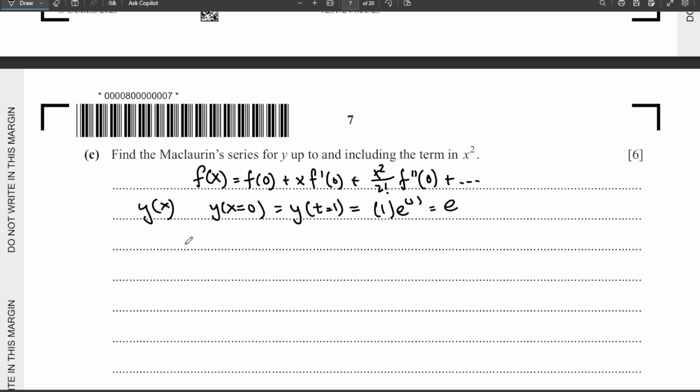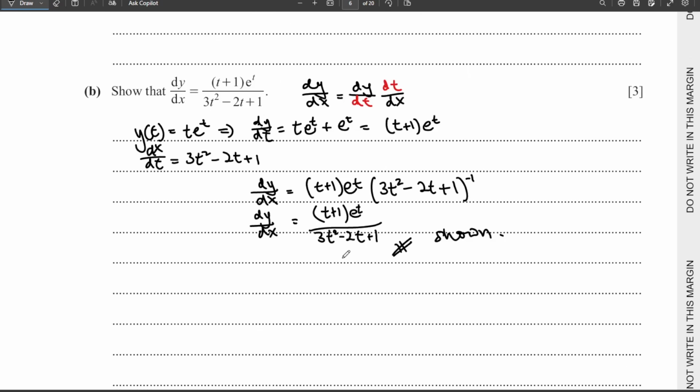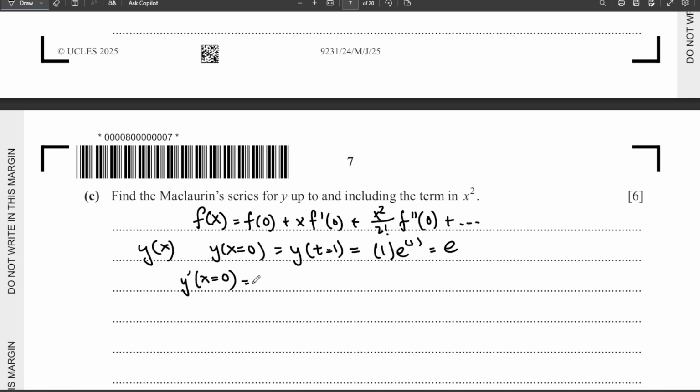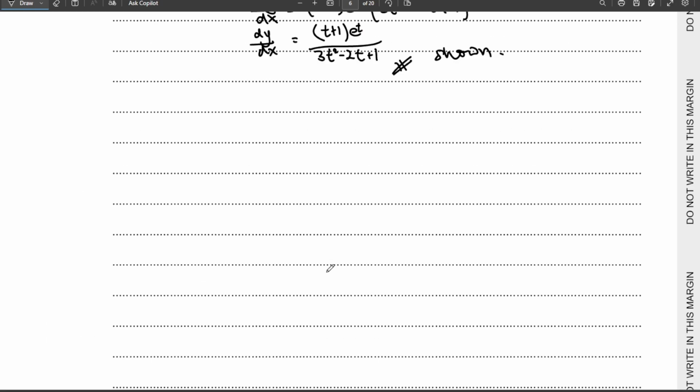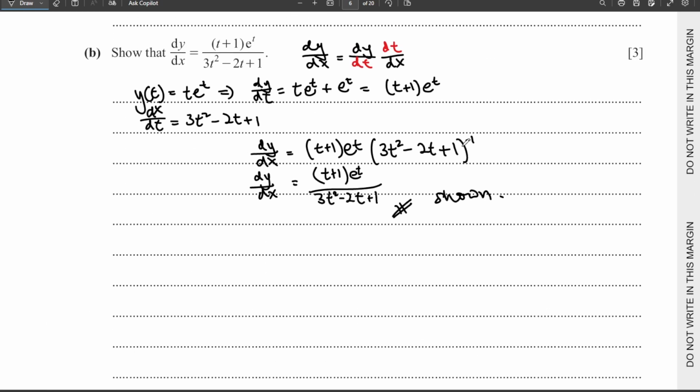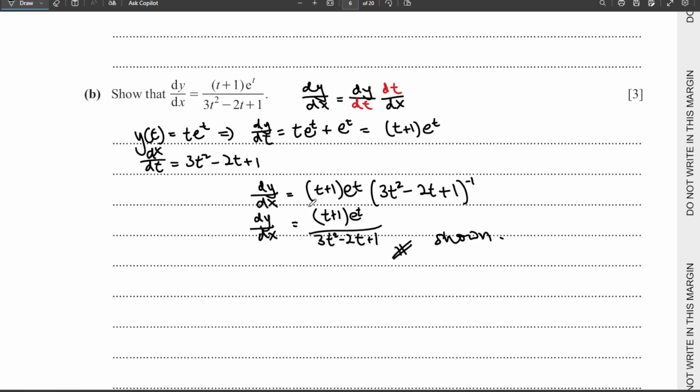Now we move on to f prime of 0. Sorry, y prime when x is 0. Again, we use the parametric relation, so y prime when t is 1. I'll just copy down this; I will use this relation.